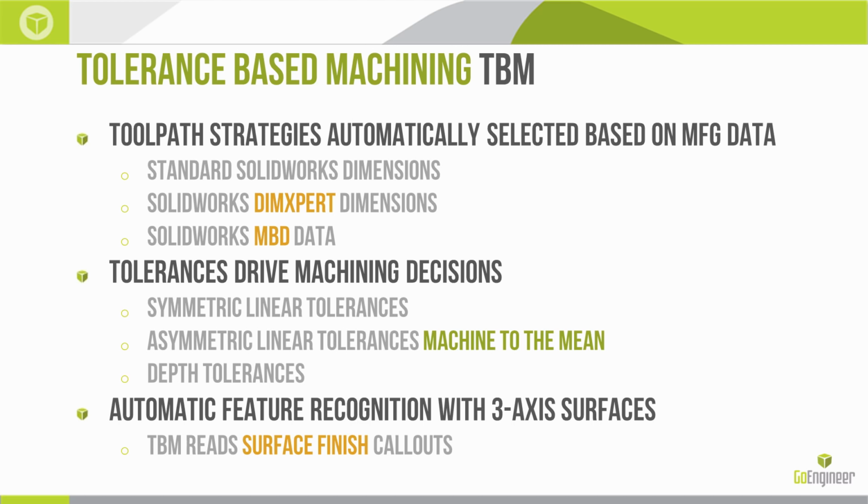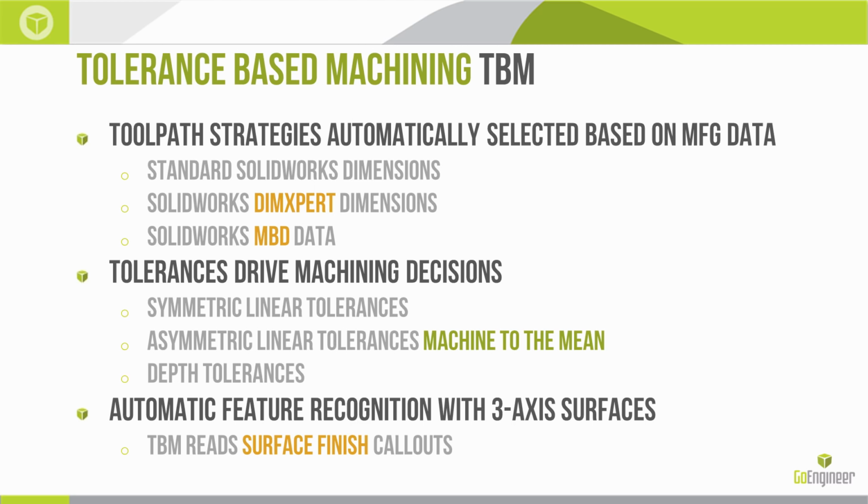So essentially what it does is it automates the selection of machining strategies based on standard SOLIDWORKS dimensions that include tolerancing, SOLIDWORKS DimXpert dimensions, and also SOLIDWORKS MBD data. Now, those dimensions can be things as simple as just symmetric plus or minus linear tolerances. They can also be asymmetric tolerances. So we're going to see an example here where maybe it's +0 minus 5 thousandths on the size of a pocket. What CAMWorks is going to do is machine to the mean. It's going to take the average of that tolerance, and it's going to make the pocket slightly smaller and try to hit the mean there. It also can handle depth tolerances on holes.